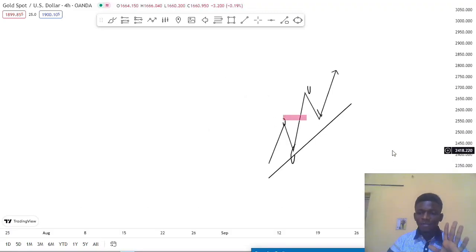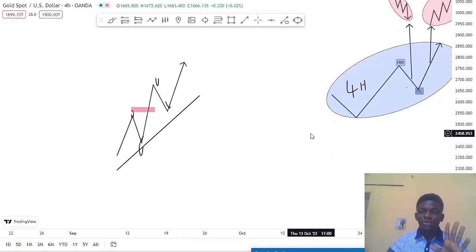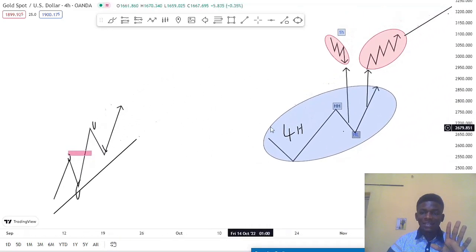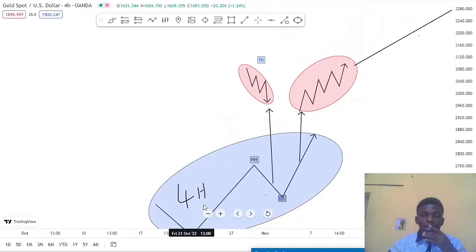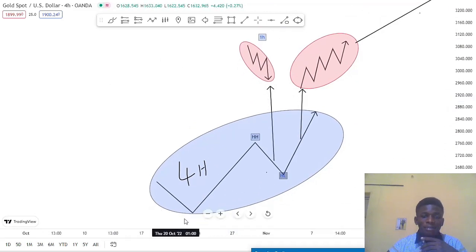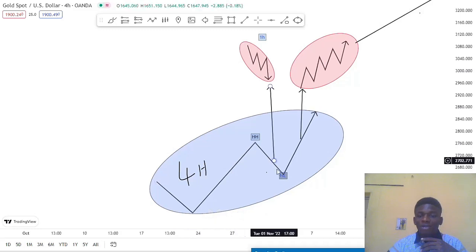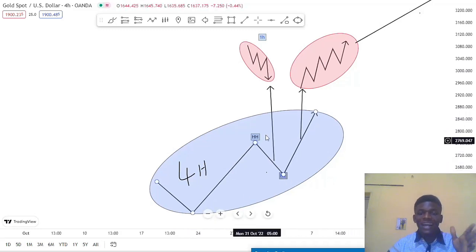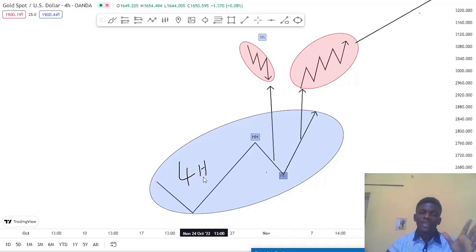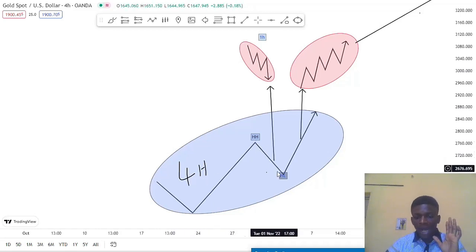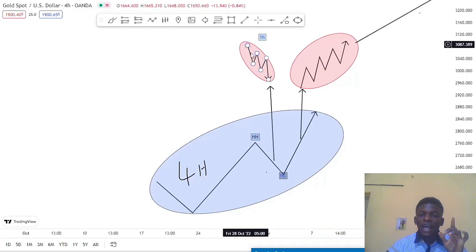Alright, having known this, let's go down to extend it. Now, these impulses and corrections, these higher highs and higher lows. I'm taking the 4-hourly time frame as an example. Imagine this pullback now on an hourly time frame. It will be creating a series of lower low, lower high, lower low, lower high, lower low.